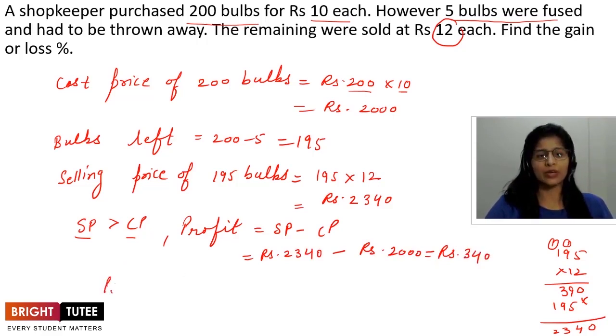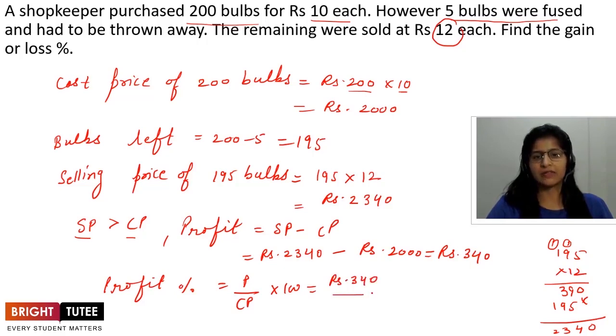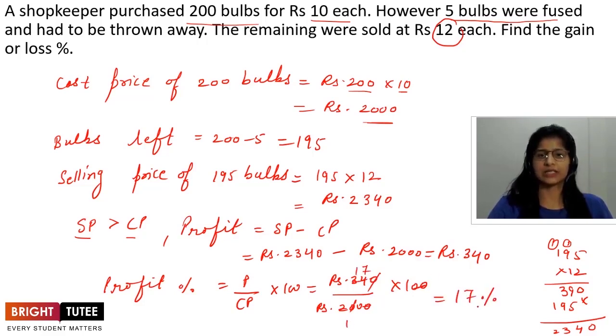Now we have to calculate the profit percentage. So for profit percentage, every time you have to mention the formula: profit upon CP into 100. So what is the profit? Rupees 340 divided by the cost price, which is 2000, as you can see, into 100. So cancelling the zeros, 2 ones are 2, 2 ones are 2, 2 sevens are 14. So 17% is the profit.